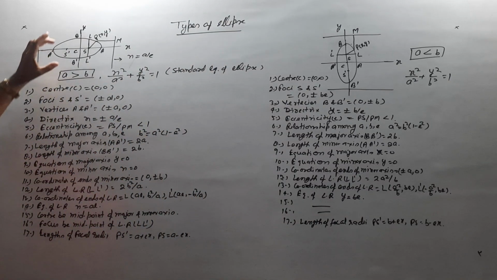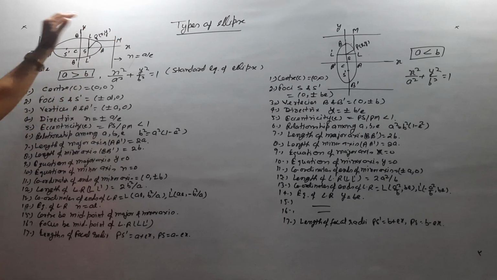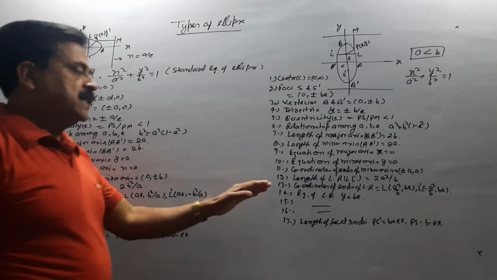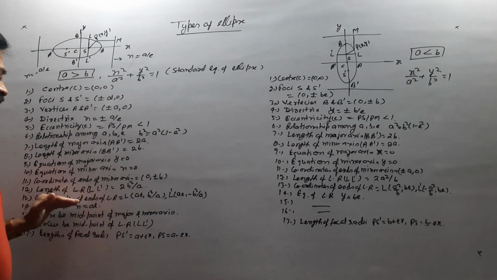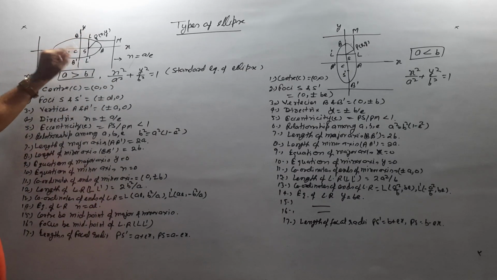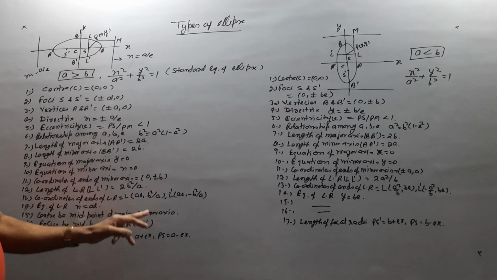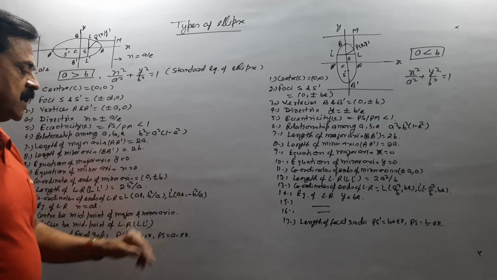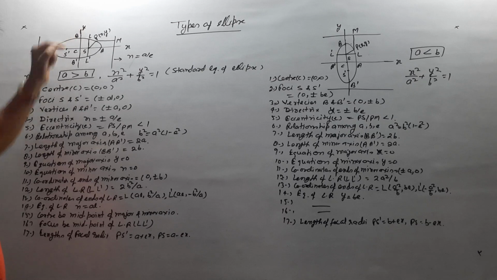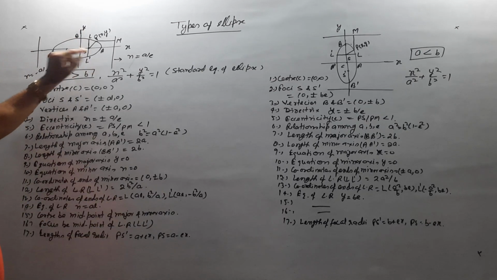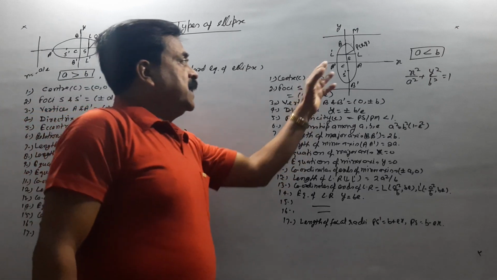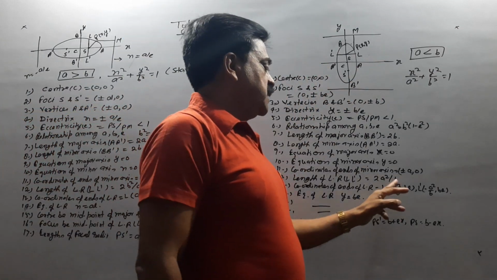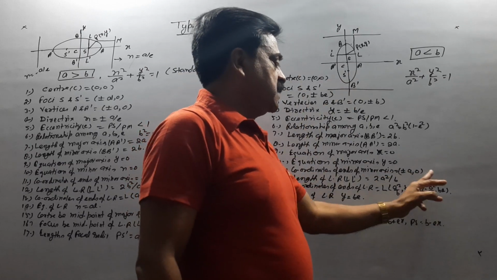Length of latus rectum LL dash: latus rectum is a focal chord perpendicular to the major axis. Its length is 2b square upon a, and in this case latus rectum LL dash is 2a square upon b. Coordinates of ends of latus rectum L and L dash: L is (ae, b square upon a) and L dash is (ae, minus b square upon a), because L lies in the first quadrant and L dash in the fourth. And in this case L lies in the first quadrant, so coordinates are (a square upon b, be), and L dash is (minus a square upon b, be).